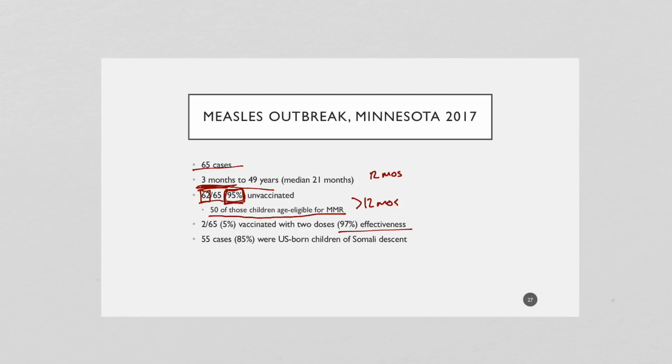It's not 100% efficacious. And then 55 of the cases were U.S.-born children of Somali descent. This was very interesting because a known anti-vaccine person, somebody who created a fraud around the MMR vaccine, went to Minnesota and talked to these Somali immigrant parents. Well, he didn't say this verbatim, I'm just paraphrasing. But he continued the fraud and continued to say that the MMR was associated with autism, when all the evidence is not there showing any kind of association between autism and vaccines.